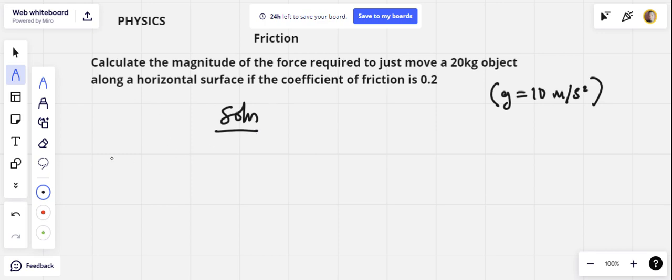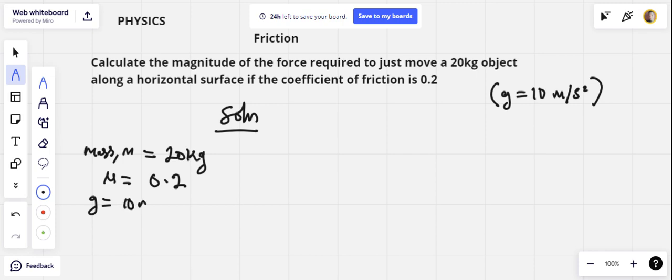So the first parameter there is the mass. Mass, represented with letter M, equals 20 kilogram. Next one is the coefficient of friction, represented with letter mu, equals 0.2. Then we have our gravity there, which equals 10 meter per second square. Okay, so that's the parameters we can extract from the question.